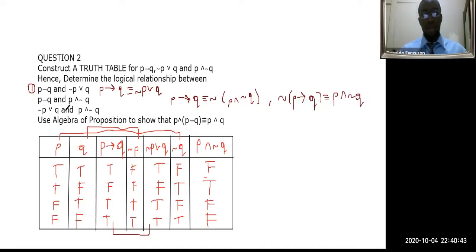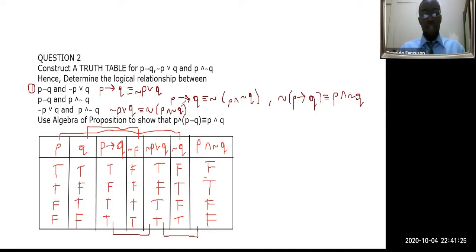Then the third and final one, it says what's the relationship between not P or Q and P and not Q. So it's the relationship between this and this. Clearly these two are again negations of each other. And so the negation of P or Q is logically equivalent to the negation of, in brackets, P and not Q. So those are the relationships between the two. Alright? So that's it, easy stuff. And that takes care of question 2.